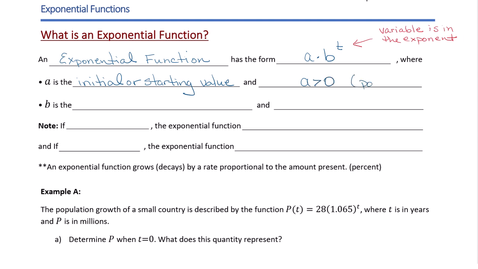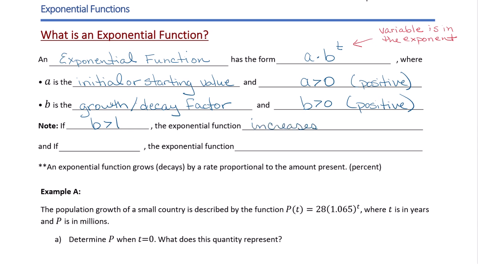In other words, positive. B is the growth or decay factor, and b also has to be greater than 0, or positive. So how do we know if it's growth or decay? If the b value is greater than 1, the exponential function increases or grows. If our factor is between 0 and 1, think of a decimal or a fraction that's less than 1, then the exponential function decreases or decays.